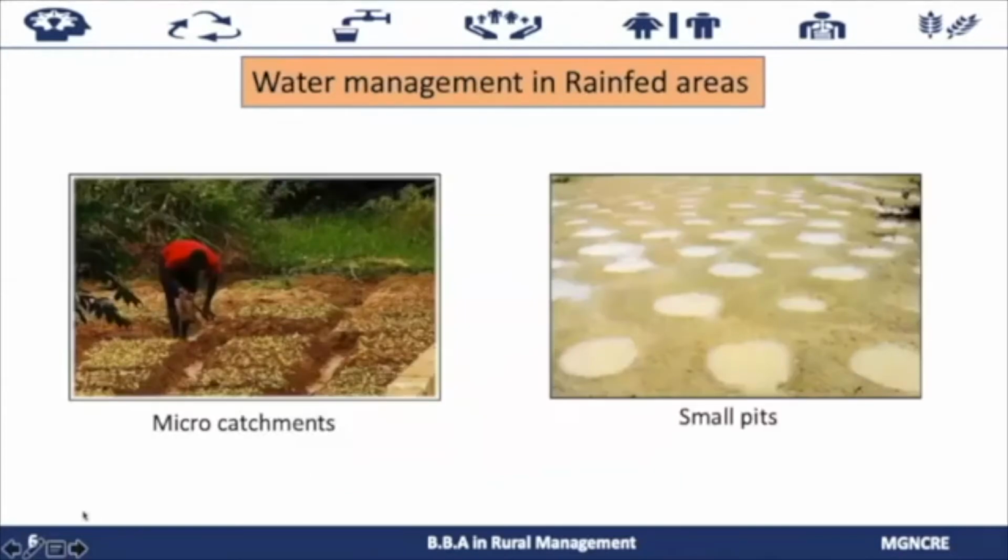So coming to water management in rain-fed areas, micro catchments are a common technique used in agriculture to collect the surface runoff, and this is to increase water infiltration, and it also prevents soil erosion. Coming to the second one, small pits are made through which rainwater is collected, so that when rain comes, the small pit fills with water, and that water is later available for irrigation of the crop.